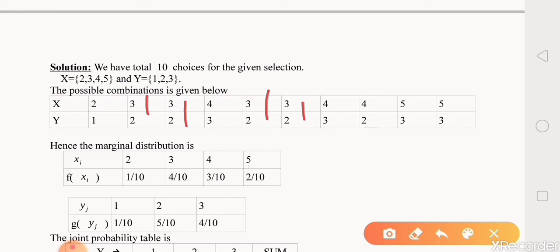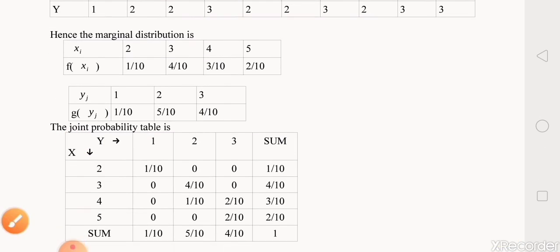X equal to 3, y equal to 2. We have 4 such possibilities out of 10 possibilities. So probability is 4 by 10. Joint probability is 4 by 10. And x equal to 3, y equal to 3. There is no such probability. So joint probability is 0.